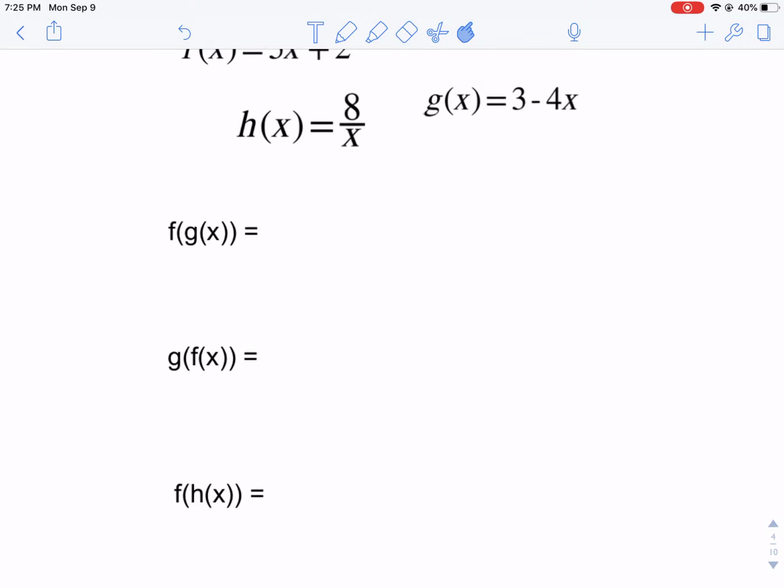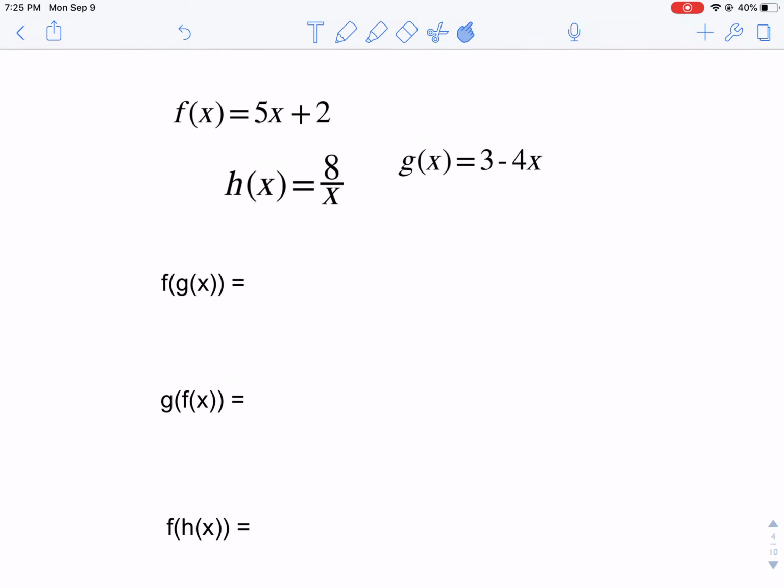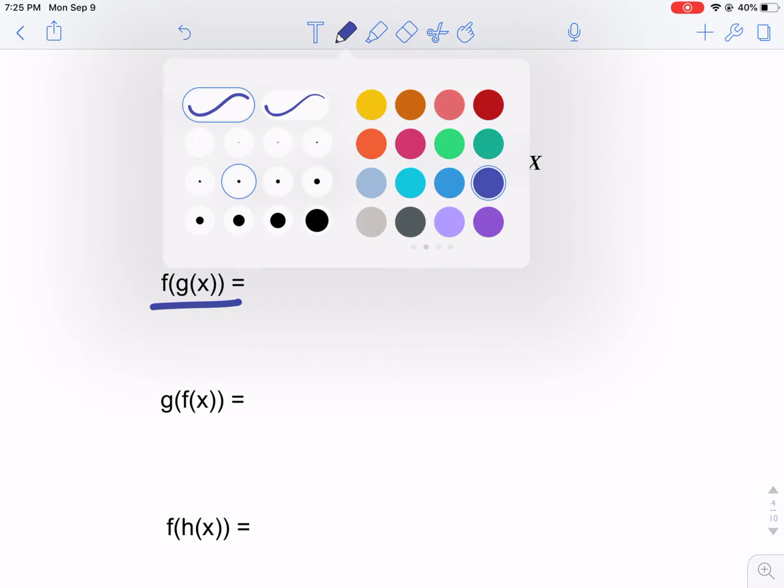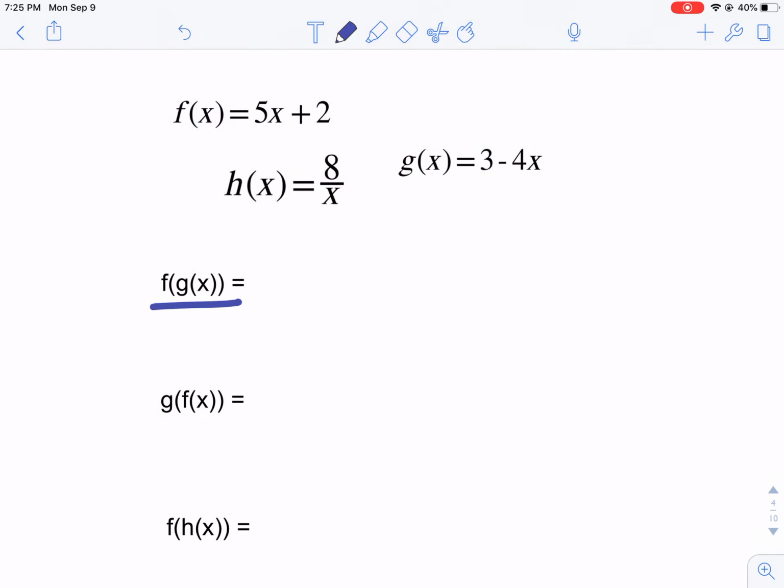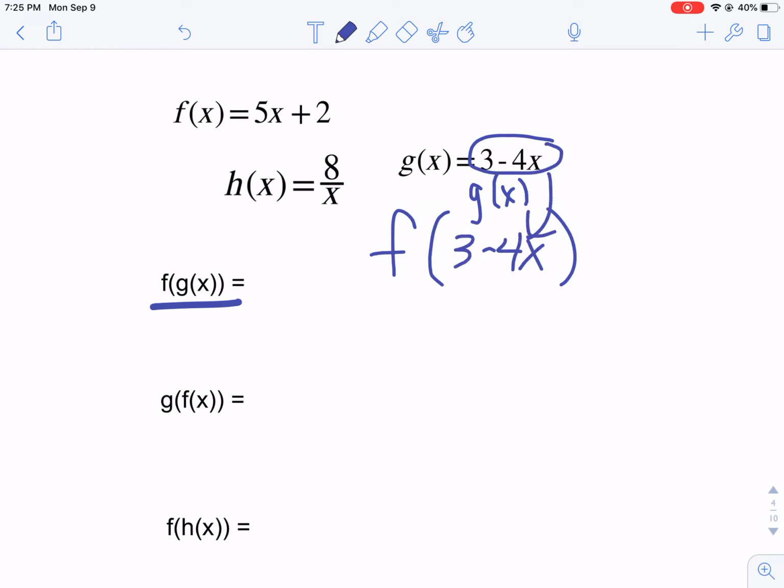So then we came down here, and these I think are actually easier. They seem harder, but I think they're actually easier. So we're going to do f of g of x. In order to do this problem, we start with g of x. And instead of the g of x portion, we're going to actually put in what g of x is. So 3 minus 4x. Okay?